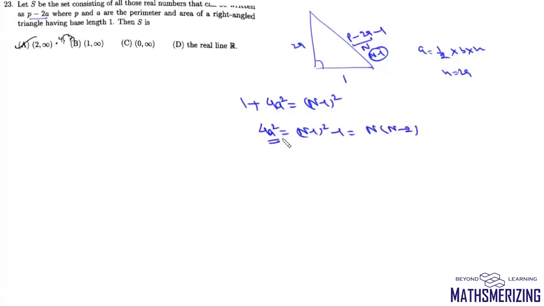Now we know that 4A square will always be greater than 0 because a side cannot be negative or 0. From here we'll get this condition, that with roots 0 and 2 the signs will be plus, minus and plus. So the value of n should be either greater than 2 or less than 0. And also this side, n minus 1, should be greater than 0. That is, the value of n should be greater than 1. So the range of n is from 2 to infinity, and that's your option number A.